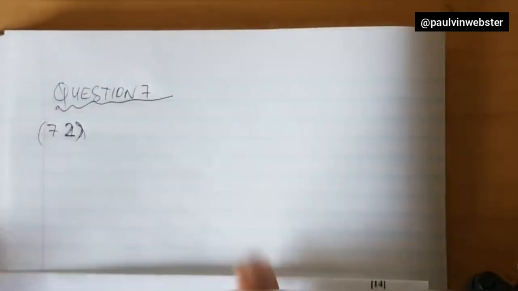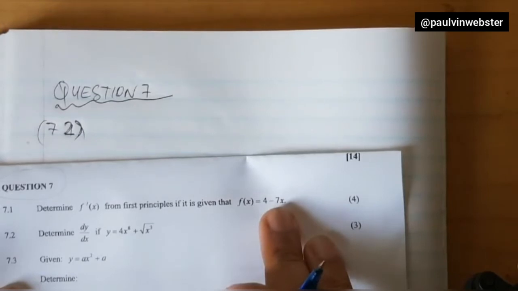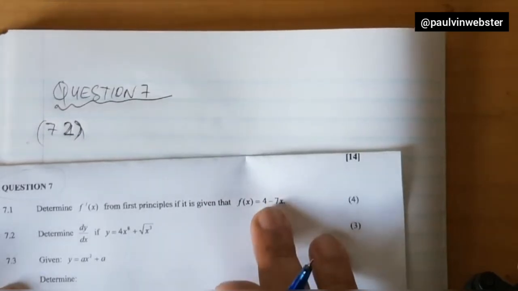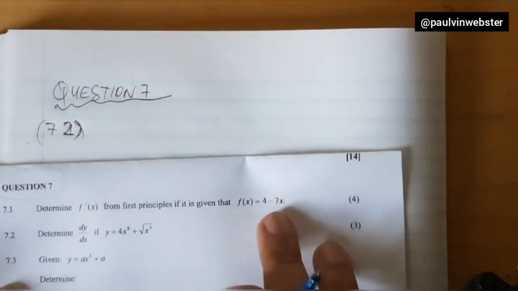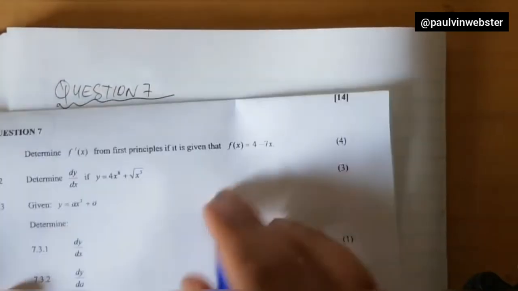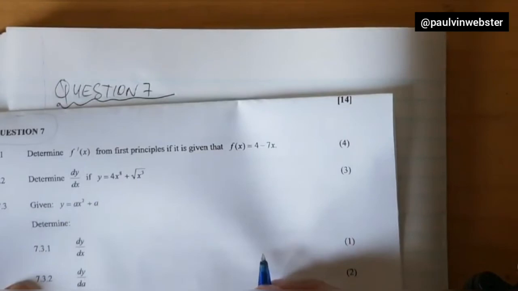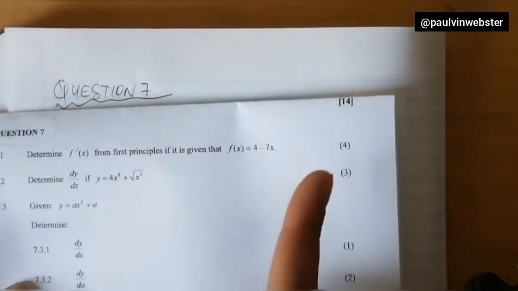This is quite a long one, because it's basically substituting into your first principles formula. First principles, it's 4 marks. This is like 4 giveaway marks. But one main tip here: at the end of the day, you're going to do a lot of calculations and get an answer. And to test if your answer is correct, you will have to use your differentiation rules.